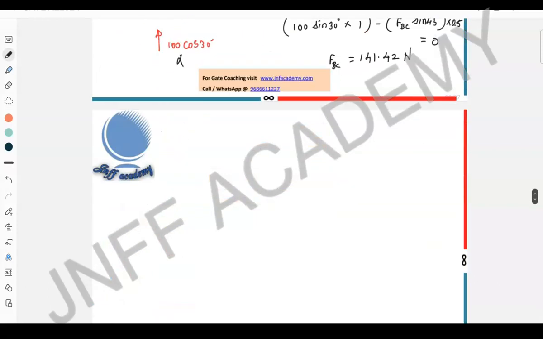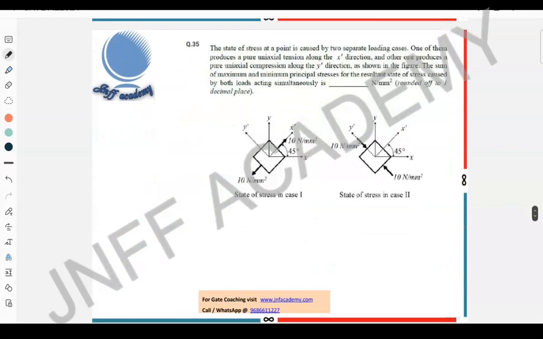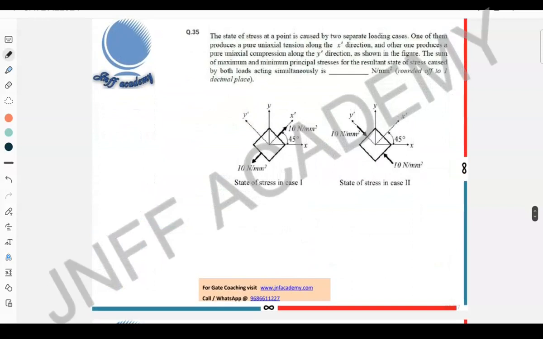Now let us move to the next question. The state of stress at a point is caused by two separate loading cases. One of them produces a pure uniaxial tension along the x dash direction, and the other one produces a pure uniaxial compression along the y direction, as shown in the figure. The sum of maximum and minimum principal stresses for the resultant state of stress caused by both the loads acting simultaneously is dash Newton per mm square.